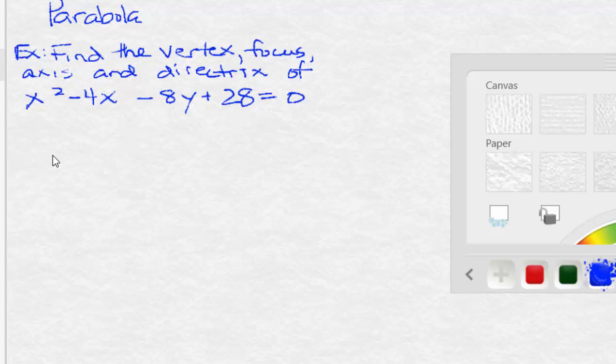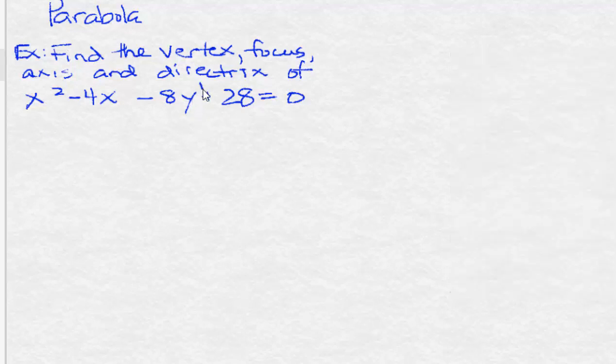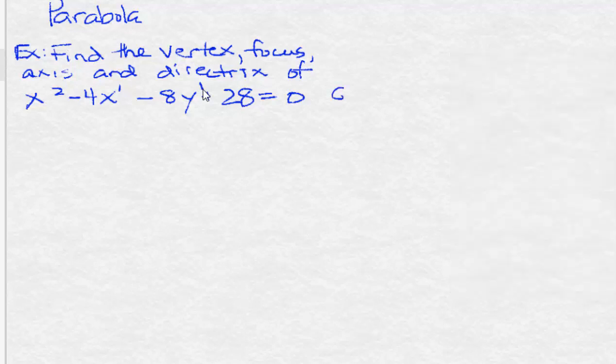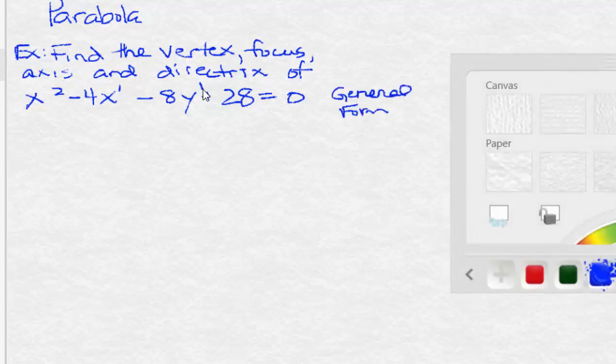The reason that we know it's going to turn out to be a parabola is we have a polynomial equation with two variables. One of the variables is linear: the y has a power only of 1. The other variable has a power of 2. We can take this equation, which is in what we call general form, and rearrange it in such a way that it fits one of two standard forms.